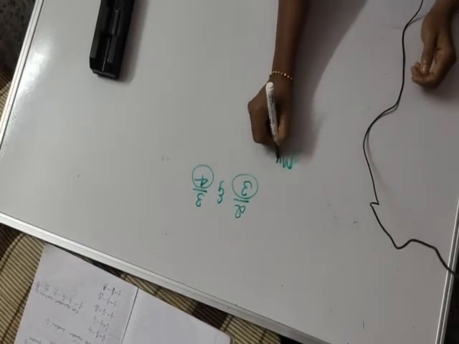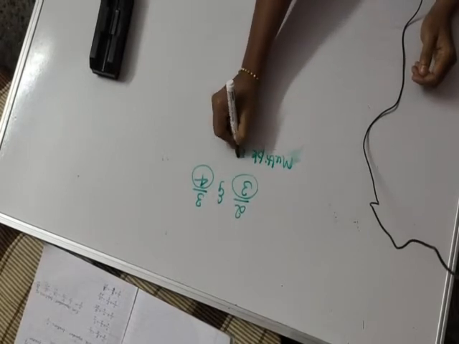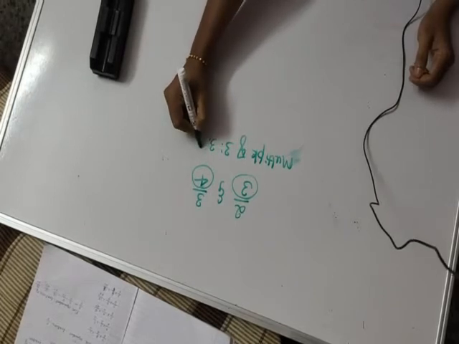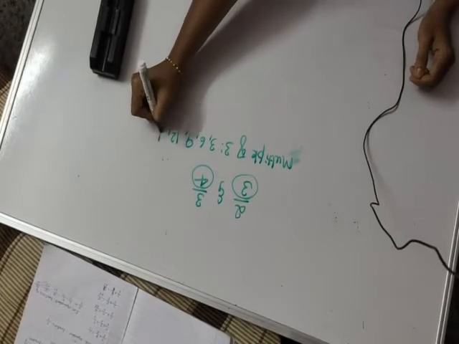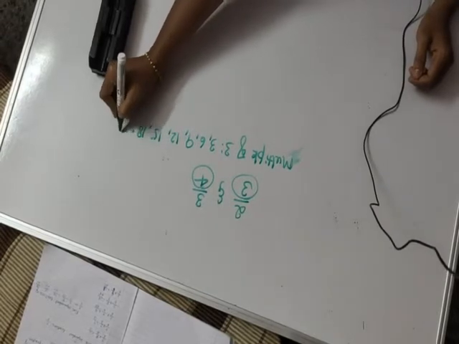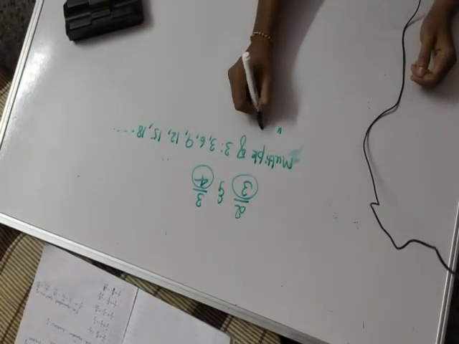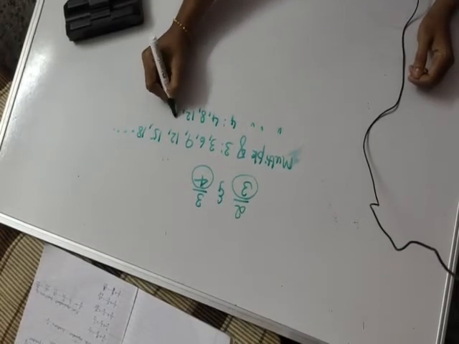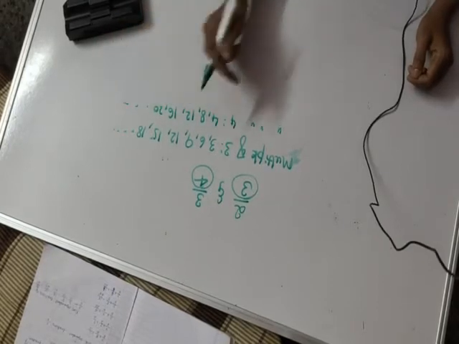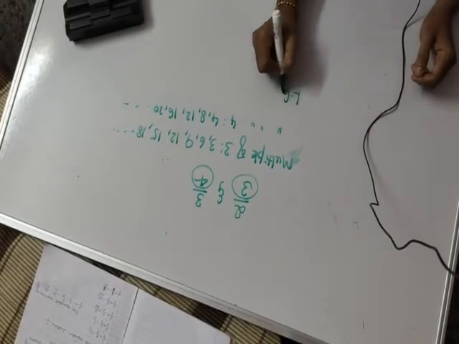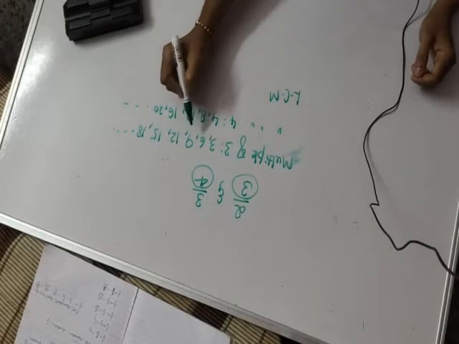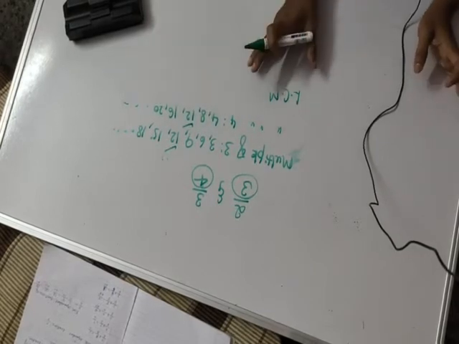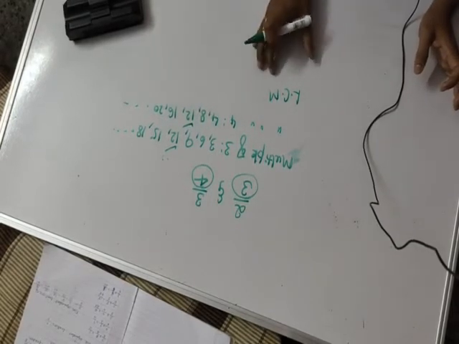We have to write the multiples of 3. One denominator is 3. Multiple means you have to write the 3 table: 3, 6, 9, 12, 15, 18, and so on. It will not finish. Next, multiples of 4: 4, 8, 12, 16, 20, and so on. LCM means least common multiple. Which is the common one here? 12 is the common one. That is the least. The first common multiple is the LCM. Understood? The first common multiple is the LCM.